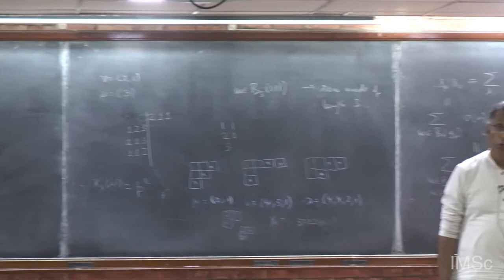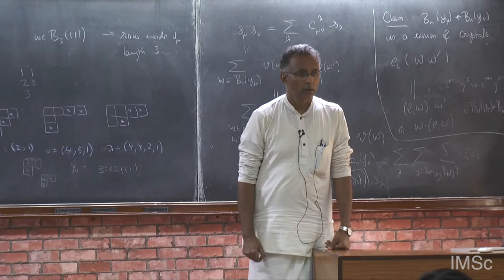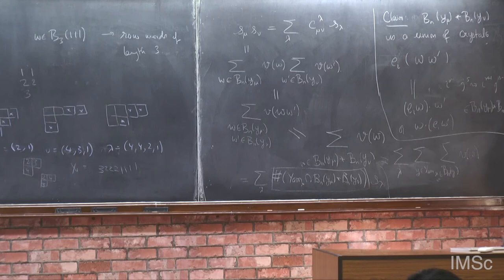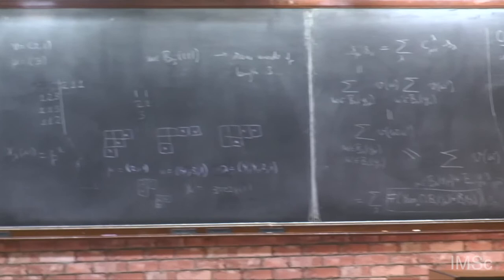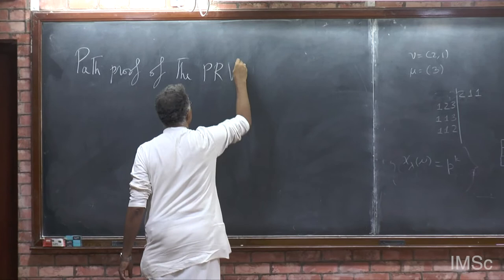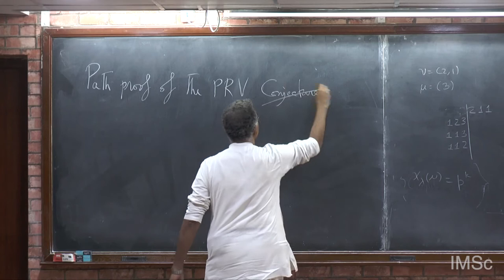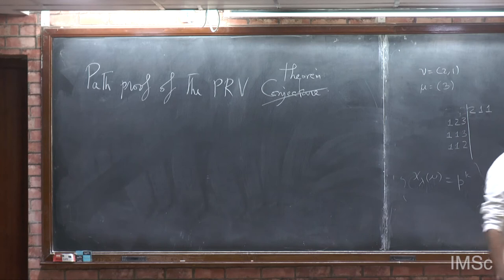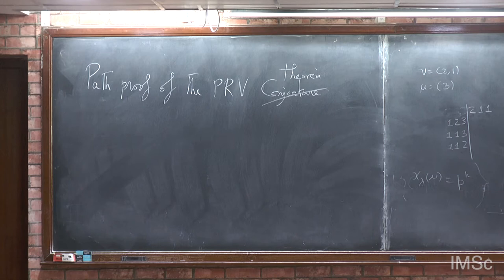We will prove the PRV conjecture, right? So the first topic for today is the path proof of the PRV conjecture. So it's not a conjecture anymore, it's a theorem. And the proof that we will give now via paths is not by any means the only proof, nor was it the first proof.